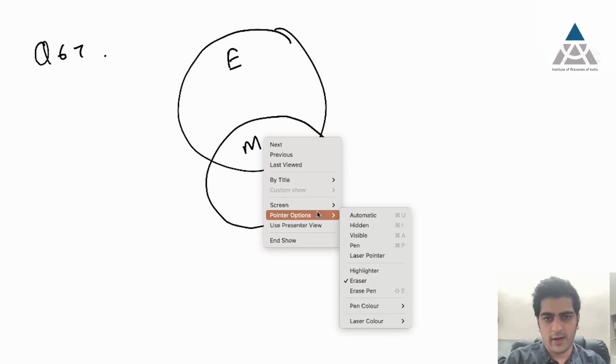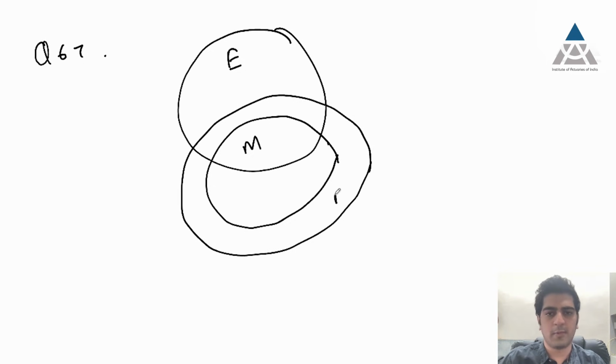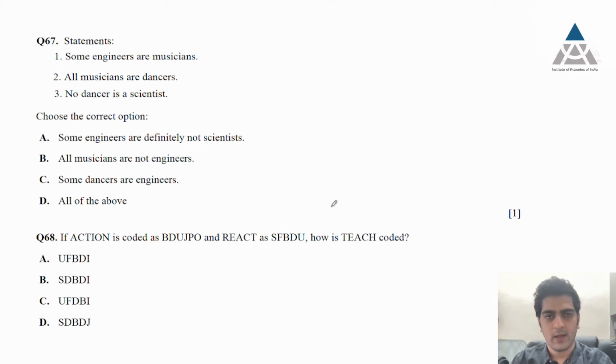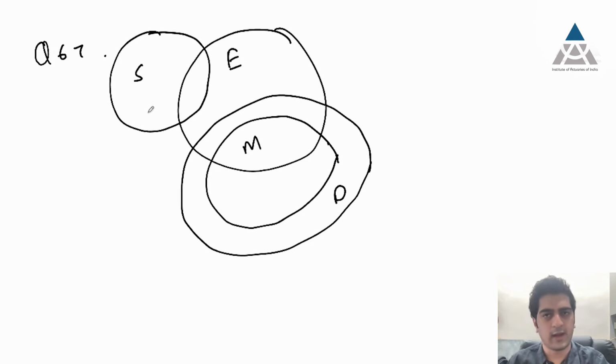So one way in which you can do this is you can create a circle which is bigger than M, which contains the M circle, and this bigger circle is D. Okay. And finally, no dancer is a scientist. So there is another circle altogether which will not contain any dancer. So dancer is definitely not scientist. Dancer could be an engineer. Dancer definitely cannot be a musician because all musicians are dancers, right? So you will have a circle completely apart from this, which is a scientist.